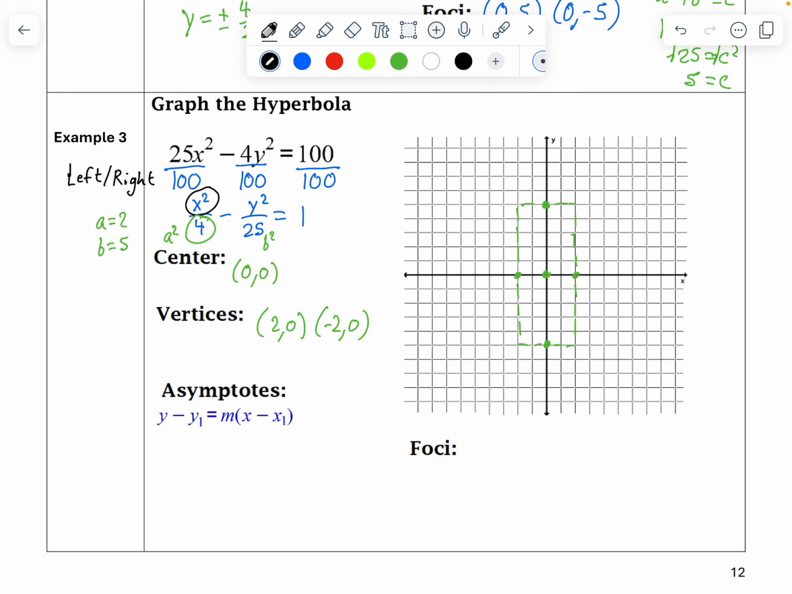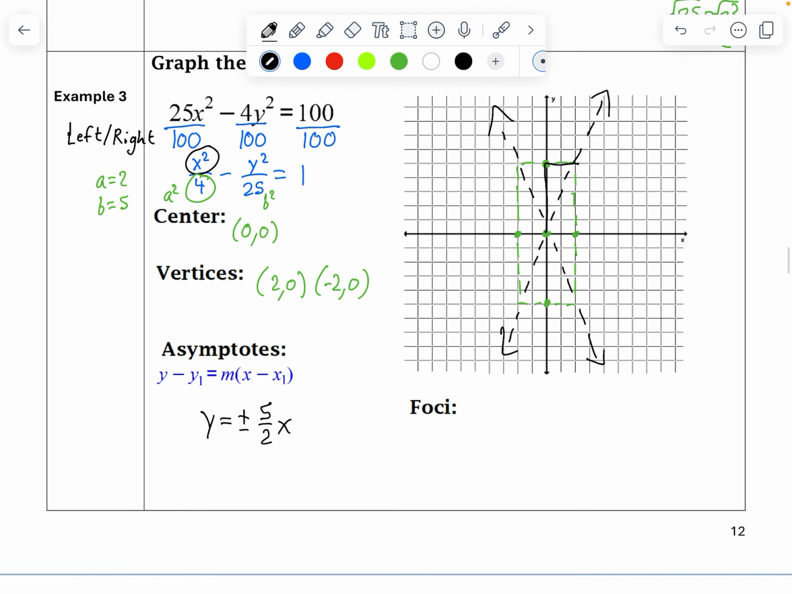And now if you were to make your diagonals going through this, it would look something like this. This time the rise over run, it goes up by 5 and over 2. So it would be plus or minus 5 over 2 x.